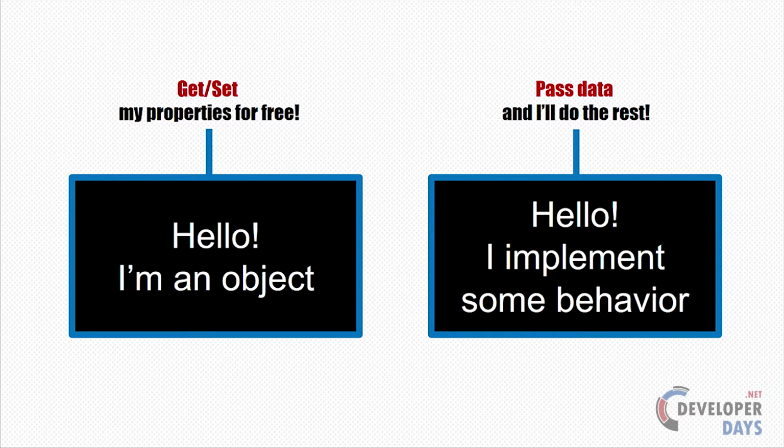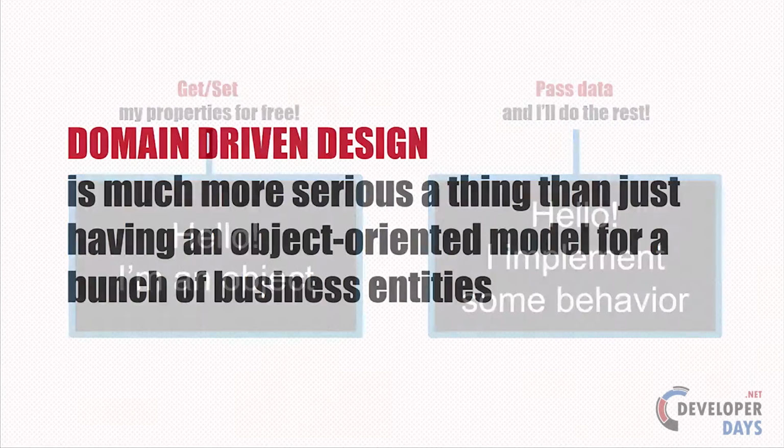We should ideally move from a world in which we get and set properties to a world in which we pass data and ask for some action to be taken. In a way, this is the promise, the alluring promise, or the alluring requirement that domain-driven design over 10 years ago pushed to us.